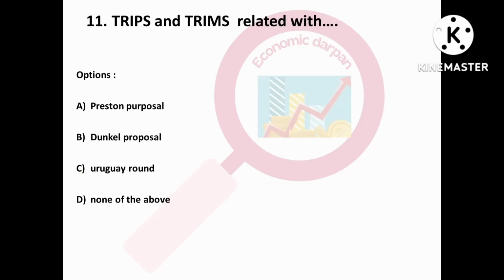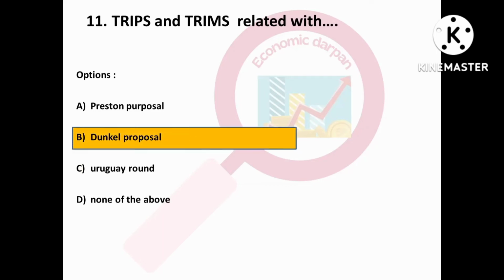Question number 11. TRIPS and TRIMS are related with: option A, Preston proposal; option B, Dunkel proposal; option C, Uruguay Round; option D is none of the above. So TRIPS and TRIMS are associated with the Dunkel proposal.